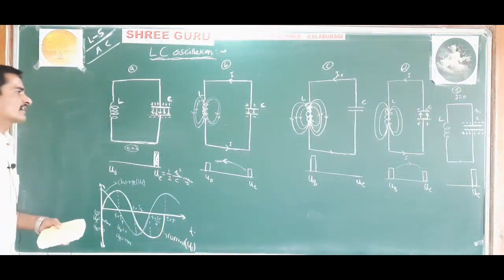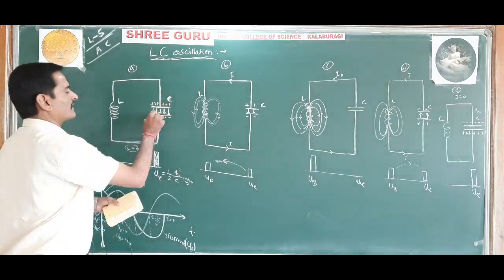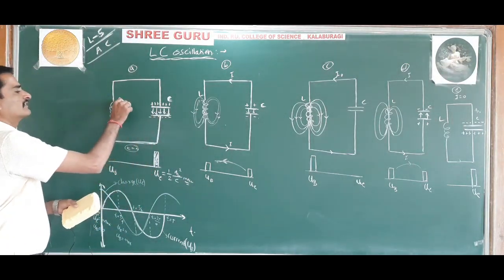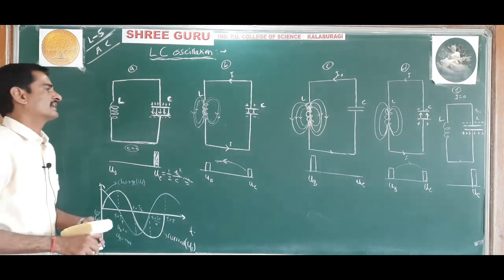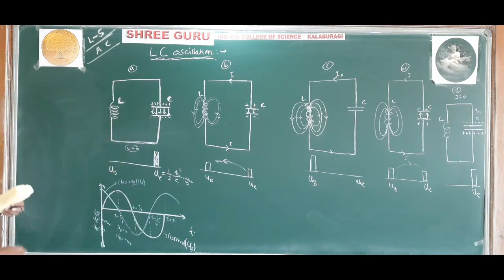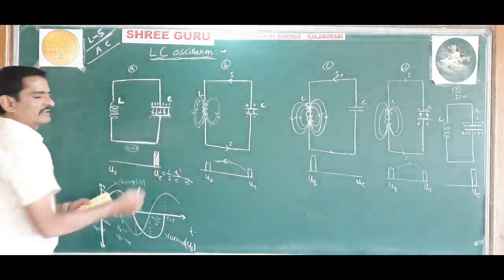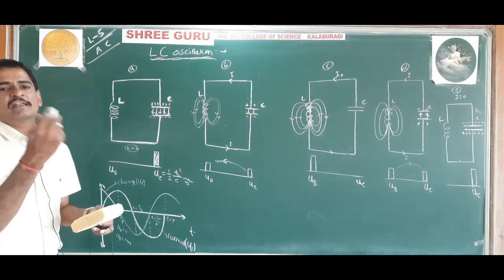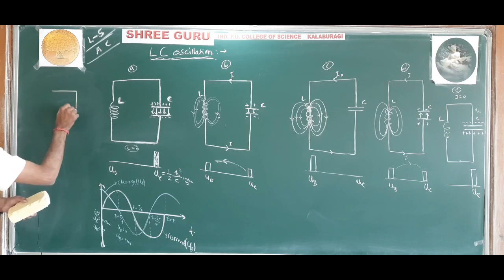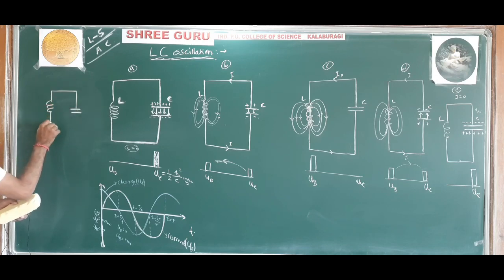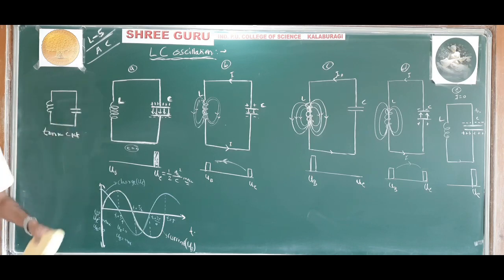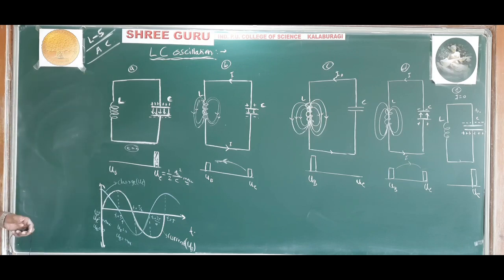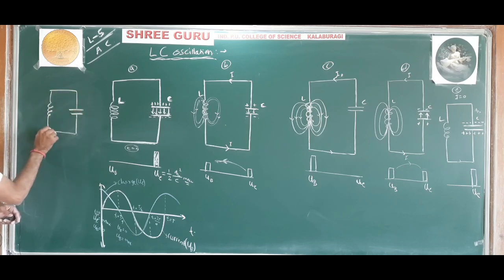Now let us consider a pure capacitor of capacitance C and a pure inductor of inductance L connected in parallel as shown in the figure. This circuit is called a tank circuit. In electronics they call it a tank circuit, a capacitor and an inductor connected in parallel. Remember the word, it is not required for non-electronics students. First, a capacitor and inductor are connected in parallel.